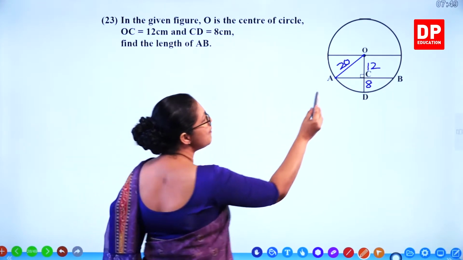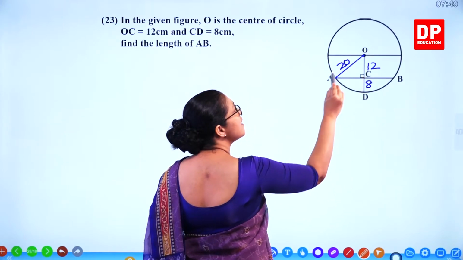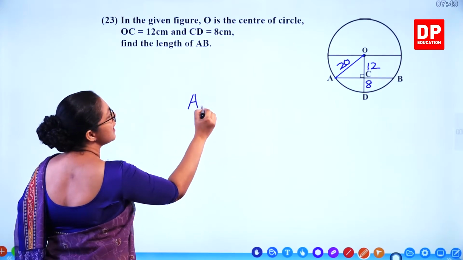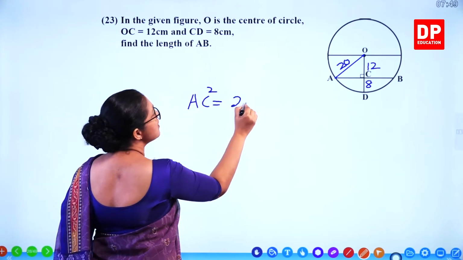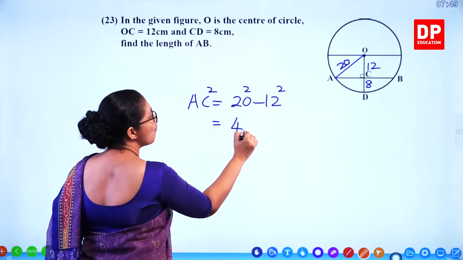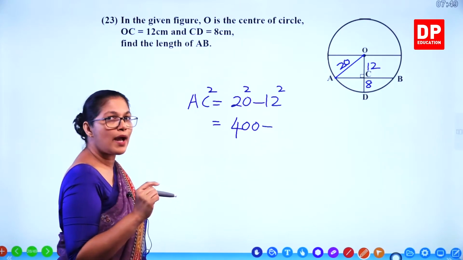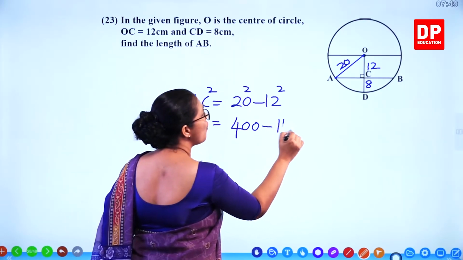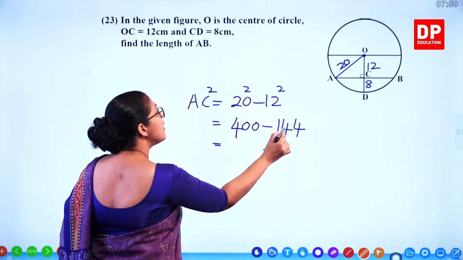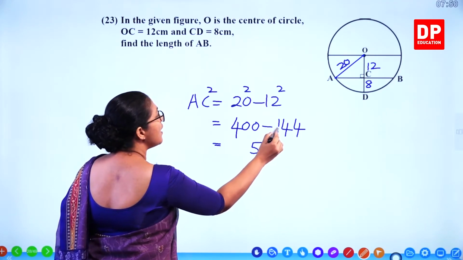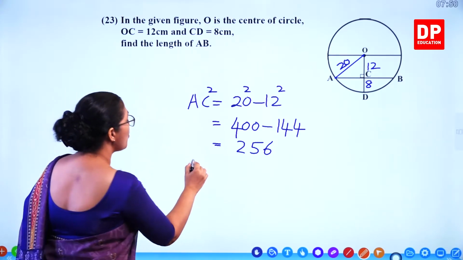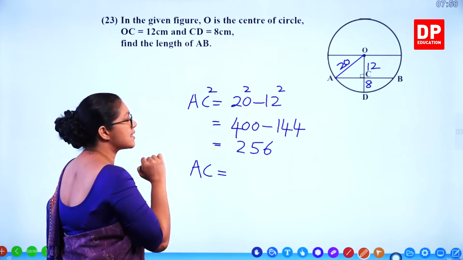Now we can easily find out AC. So this is a right angle triangle. You can use Pythagoras theorem. So what is AC squared? AC squared is equal to 20 squared minus 12 squared. 20 squared is 400. What's 12 squared? 144. When you subtract, what you get? 256. So what's the square root of 256?